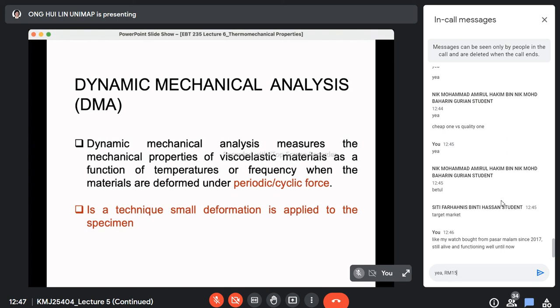So when you design the material, when you design the product, you have to consider your target customer.